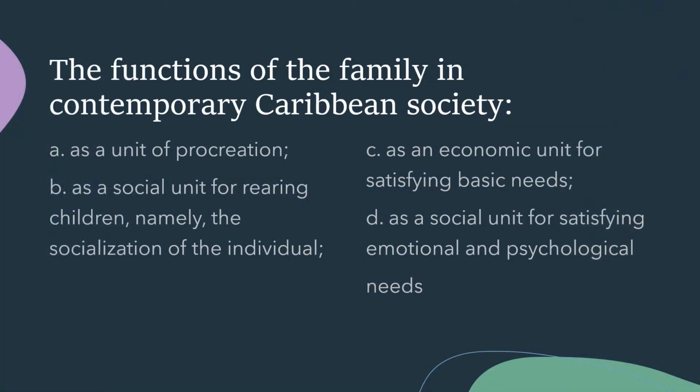Now, the functions of the family in the modern Caribbean society. The family stands as a unit of procreation. The family is a social unit for rearing children, namely the socialization of the individual. The family is also an economic unit for satisfying the basic needs of each member. And it is also a social unit for satisfying emotional and psychological needs.